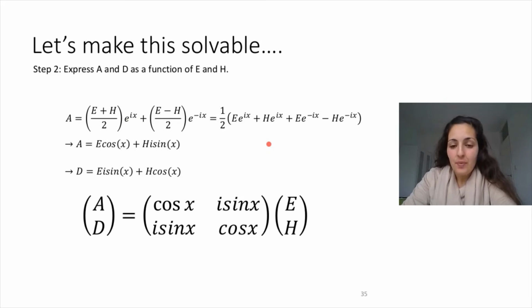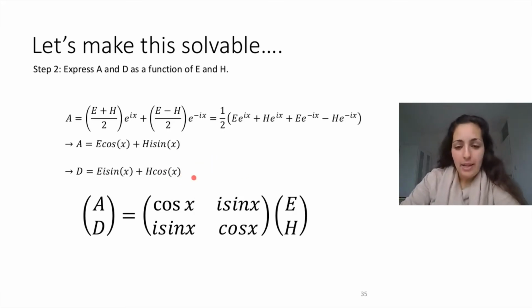And now we can use the Euler relation to express e to the power of ix by cosine and sine functions. And that then actually leads to a really simple equation. Then suddenly A can be expressed as E times cosine x plus H times i sine x, and D can be expressed as E times i sine x plus H cosine x.